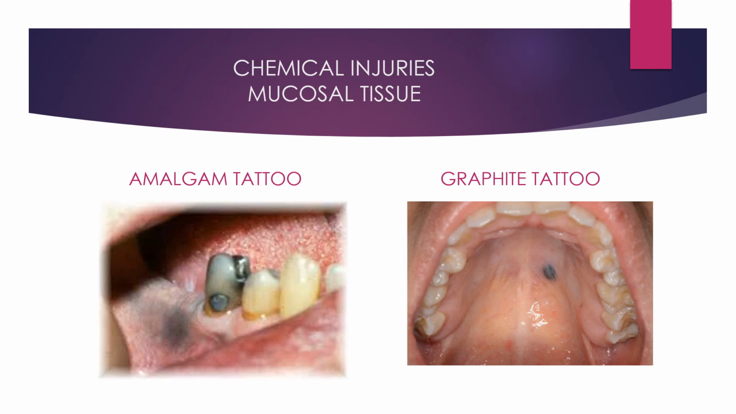Graphite tattoo is most commonly found in the palate. The story is that young children would run around with a stick pencil in their mouth, then get the graphite tip accidentally punctured into tissue. And I don't know if children still use those kinds of pencils anymore. They may be using something else. But you do see in some older adults the remnants of a graphite tattoo.